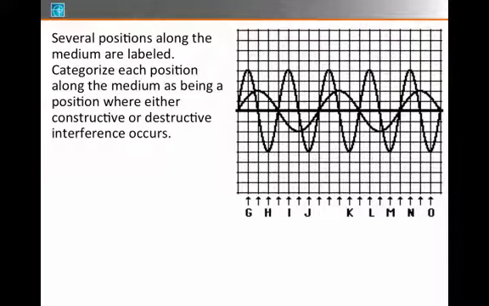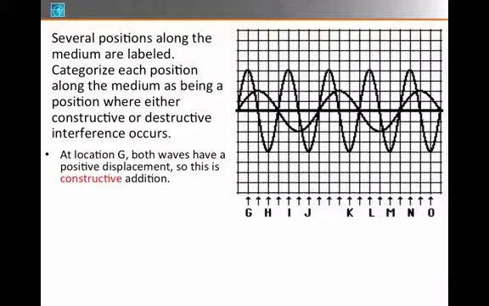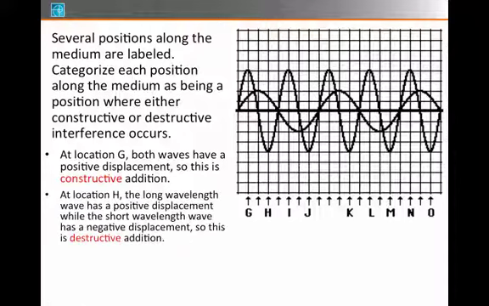Here are two graphs of traveling sine waves that have overlapped, and we can imagine what will happen to their net sum. We'll categorize several of these positions as to whether they are destructive or constructive interference. At location G, for example, both waves have a positive displacement above the horizontal line of no displacement, and therefore these two waves at this location would be said to have constructive interference.